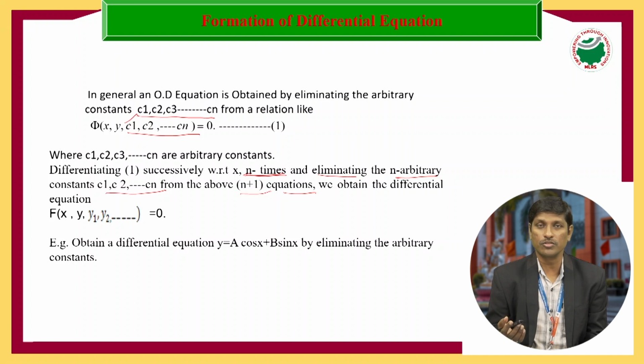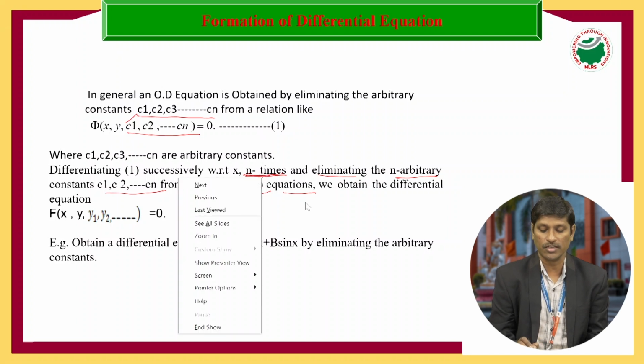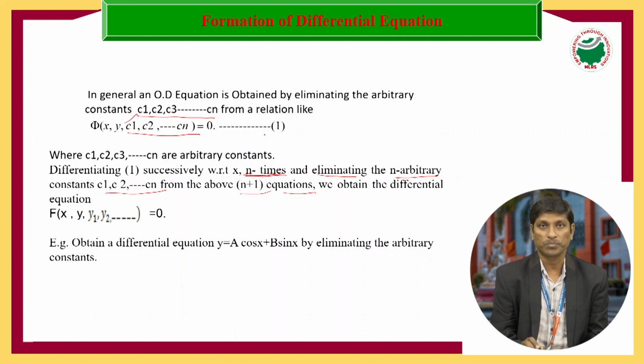And how many equations we get? Three equations. The given equation is 1, and two arbitrary constants means we apply the derivative two times, so obviously we get two more equations, total three equations. That's why, with n arbitrary constants, we apply the derivative n times. Already we have the given equation, one equation, so total n plus 1 equations.